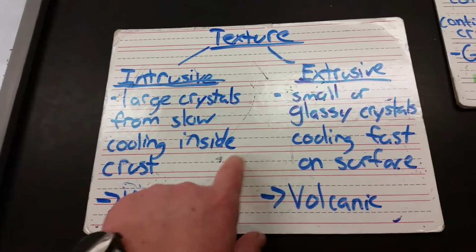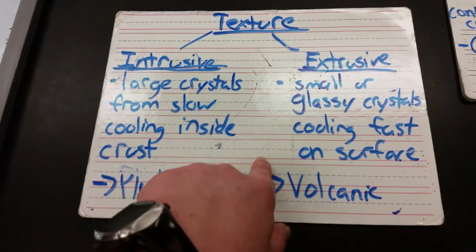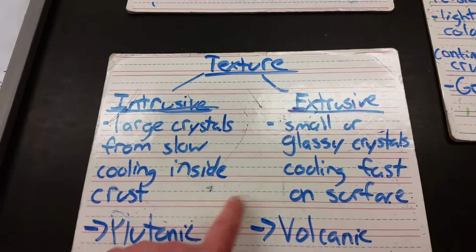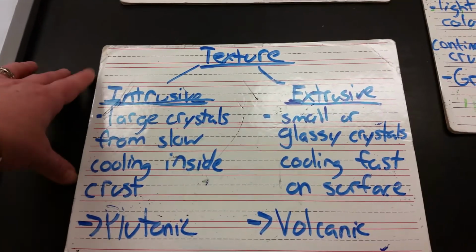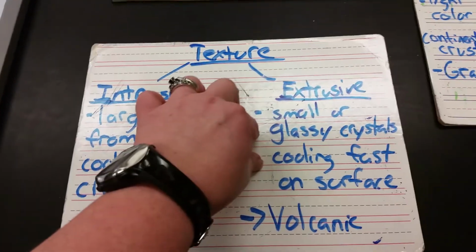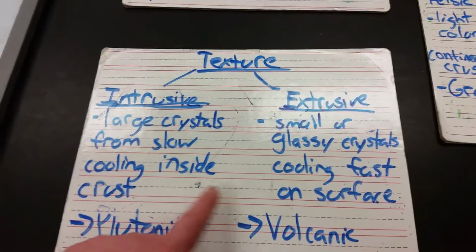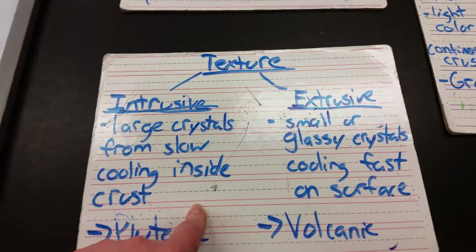Now, we're going to do this in lab. We're going to make crystals cooling them from a solution instead of from magma. And we're going to see if we can simulate this difference in texture, intrusive from cooling slowly and extrusive from cooling quickly by placing our solution in the refrigerator. So we're going to test this theory out in our lab, the crystal lab.